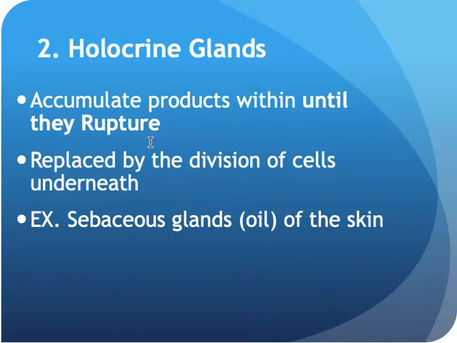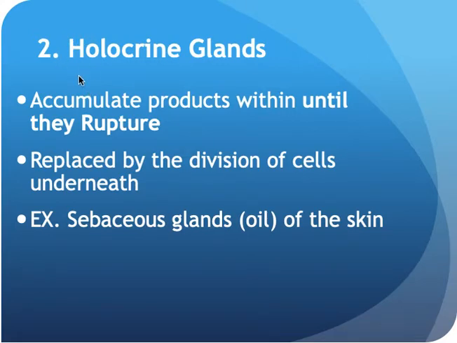Now we want to look at the holocrine gland. This is one that everybody remembers. In this one, we accumulate these products within until they rupture. Again, this is another good multiple choice question: which one of these is going to rupture? It's going to be the holocrine. The way I used to remember this is, one of my favorite places is Hawaii. Hawaii starts with an H. Holocrine starts with an H.